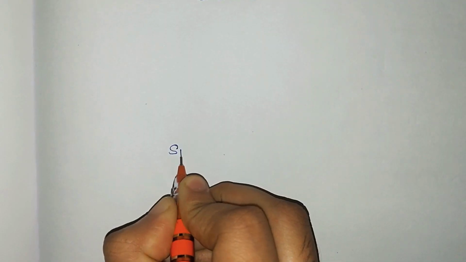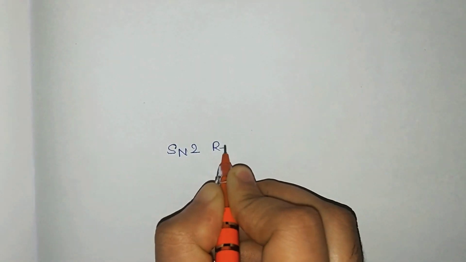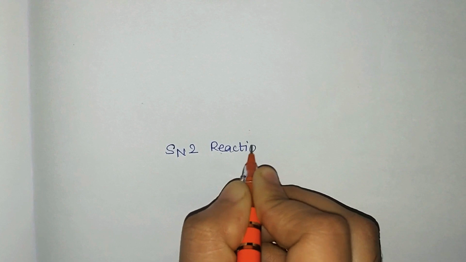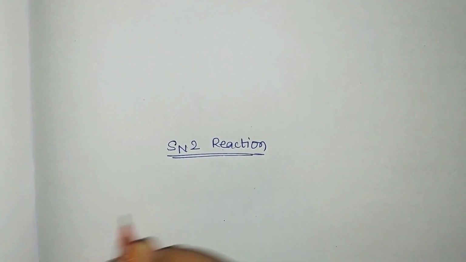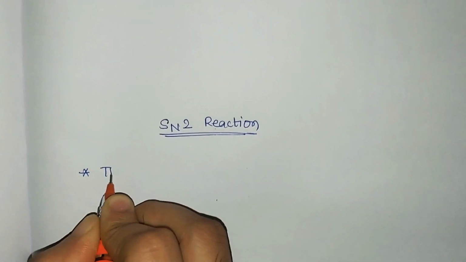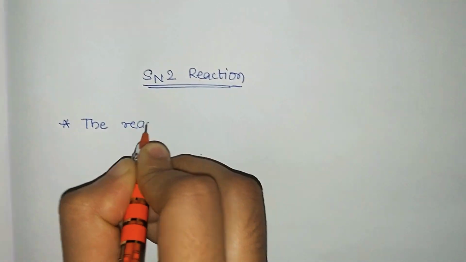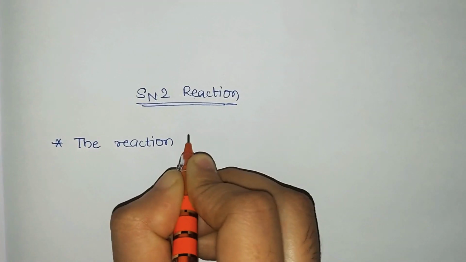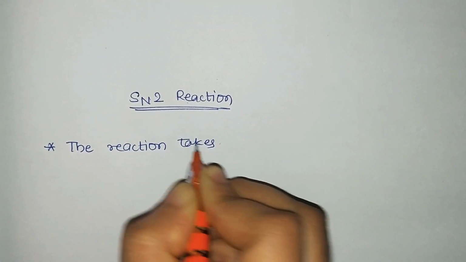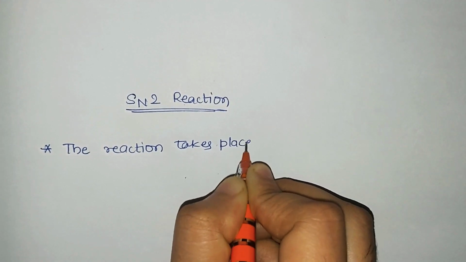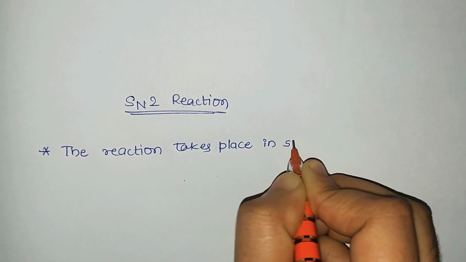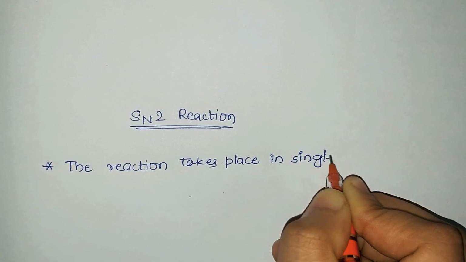So let us summarize whatever we have discussed in the SN2 reaction. The reaction takes place in how many steps? The reaction takes place in a single step. So you can easily remember that if it is an SN2 reaction, it occurs in one step, and if it is SN1, it occurs in two steps. So they are opposite of each other.